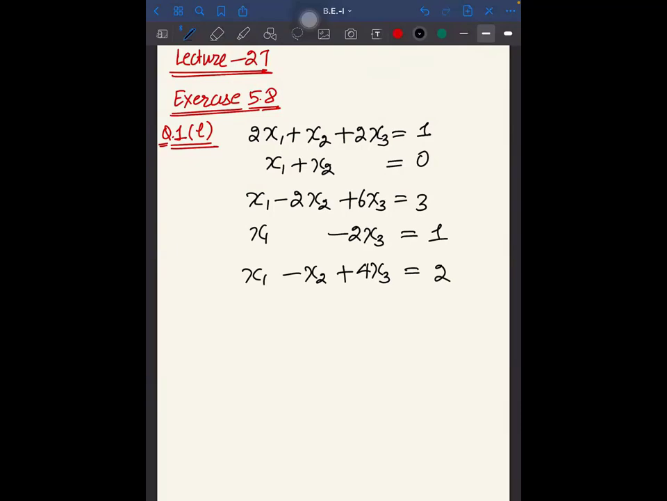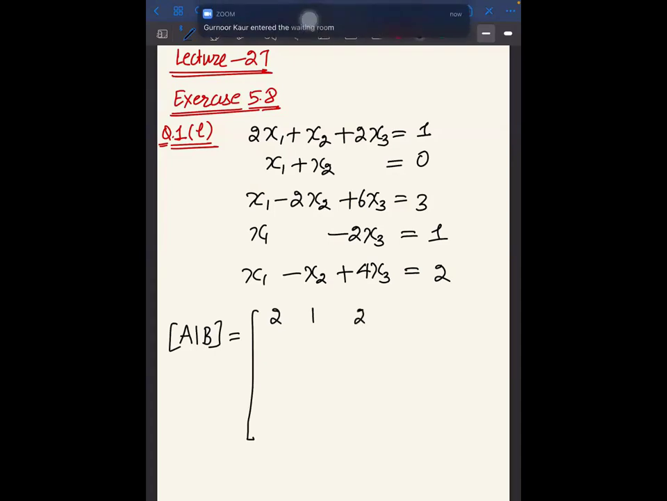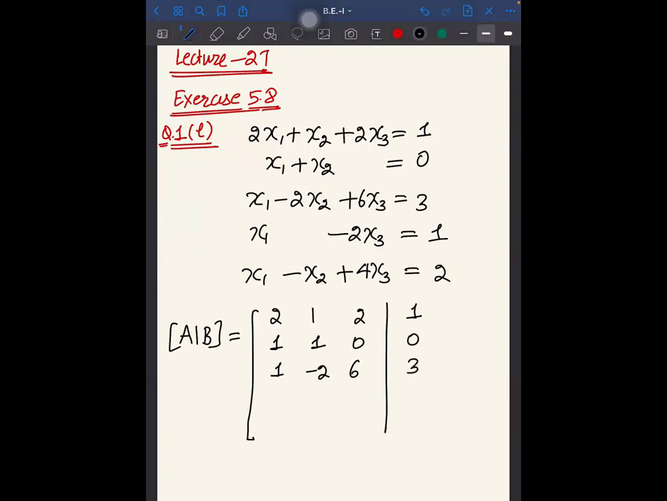We'll start with the augmented matrix, right? So now consider this thing. So that will be what? 2, 1, 2, and here you will have the B vector 1, 1, 1, 0, 0, 1, minus 2, 6, 3, 1, 0, minus 2, 1, and 1, minus 1, 4, 2. So how should we start?